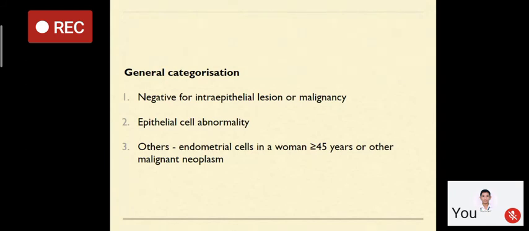Generally, how it is categorized: pap smear is negative for any malignancy or lesion when no epithelial cell abnormality is seen. Others are endometrial cells in women more than 45 years, or other malignant neoplasm, if it can be seen.